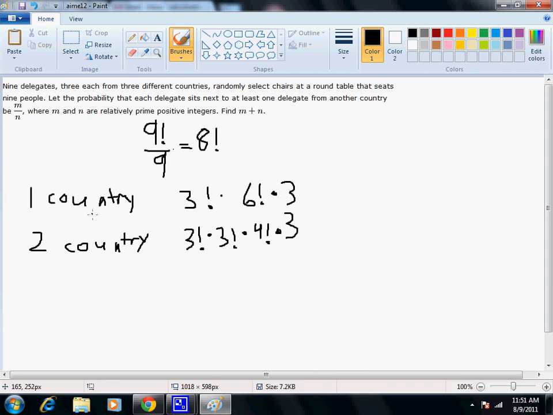But when we subtract out these, we've also undercounted the cases where all 3 countries sit together. So we'll count those. And of course, there are 3 factorial times 3 factorial times 3 factorial ways to arrange them. And then of course, there are 2 ways to arrange them around the table. So we do this minus that plus that. And if you work out the math, you will eventually see that this leads to 10,800.